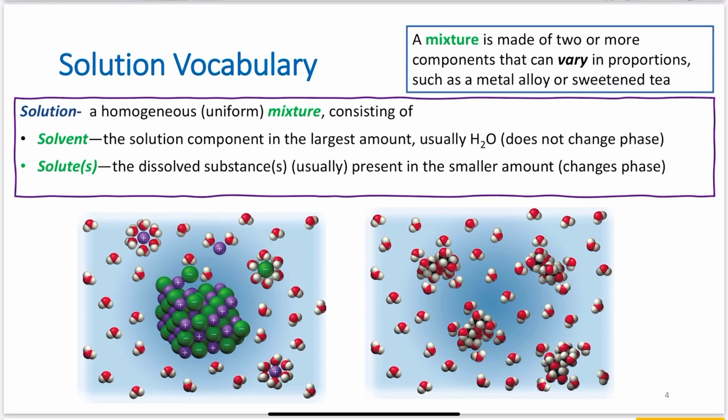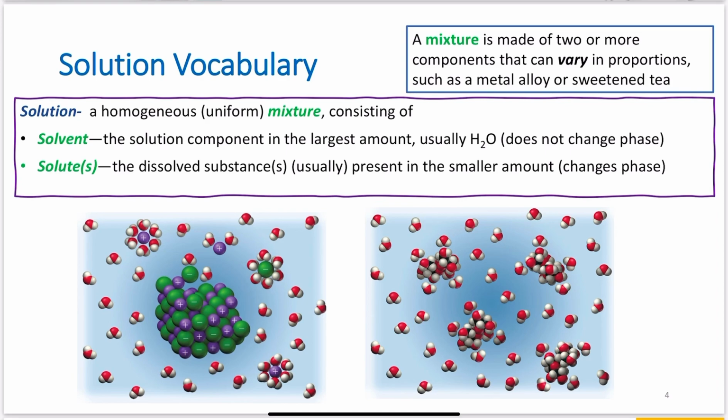In order to start this chapter, though, we do have to cover some very specific vocabulary to be able to communicate what we really mean. So first, I want to talk about what a solution is and what a mixture is. A solution is defined as a homogeneous, meaning uniform, mixture that contains your solute and your solvent. Your solution is comprised of both the solute and the solvent.